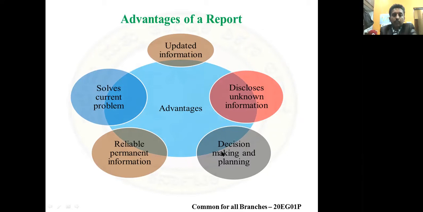The third advantage is decision making and planning. Yes, reports provide reliable data. This can be used in the planning and decision making process. It acts as a treasure house of reliable information for long-term planning and decision making.